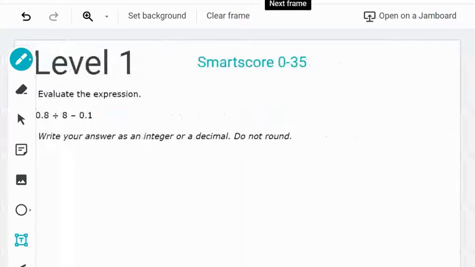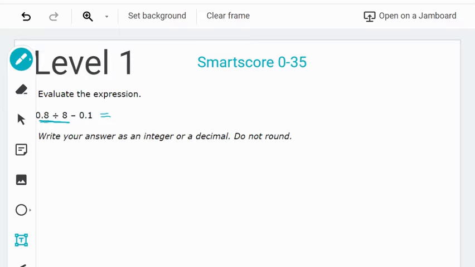All right, let's take a look at another level one. Here we've got decimal numbers. Let's not get too scared of these. But again, this is very similar to the last one. We're going to divide and then we'll subtract afterward. So let's get going on that one.